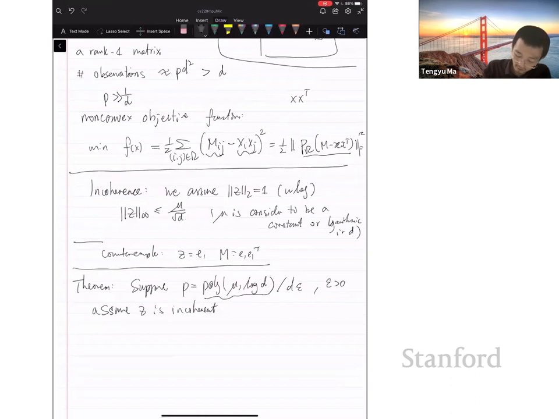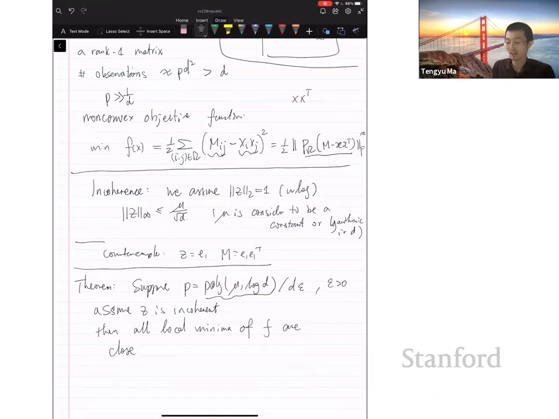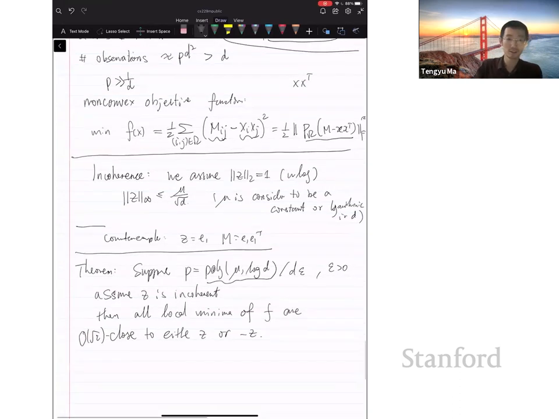And then our local minima of f are what we want. Actually, you can prove that they are all exactly global minima, but for the moment, we only prove that they are square root epsilon close to either z or minus z. And z and minus z are clearly global minima because the error will be exactly 0. All right, so that's the statement.